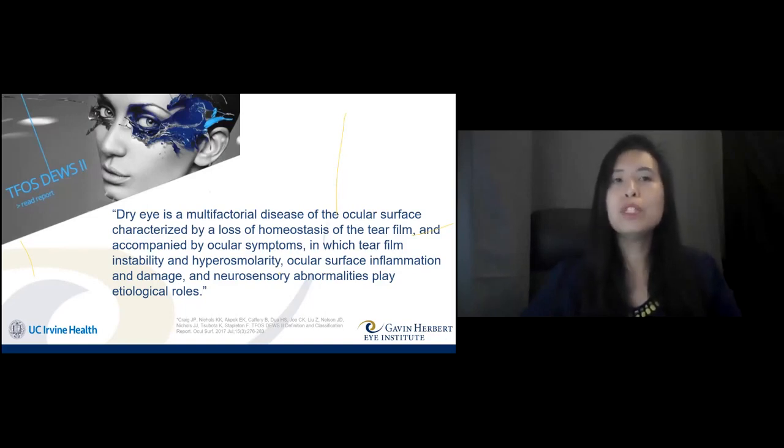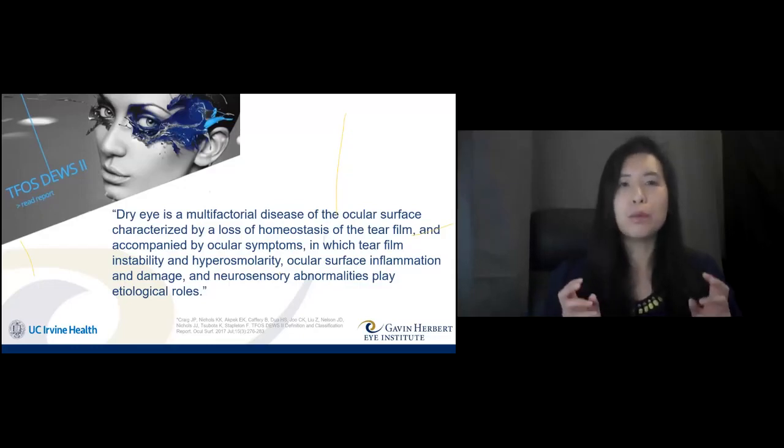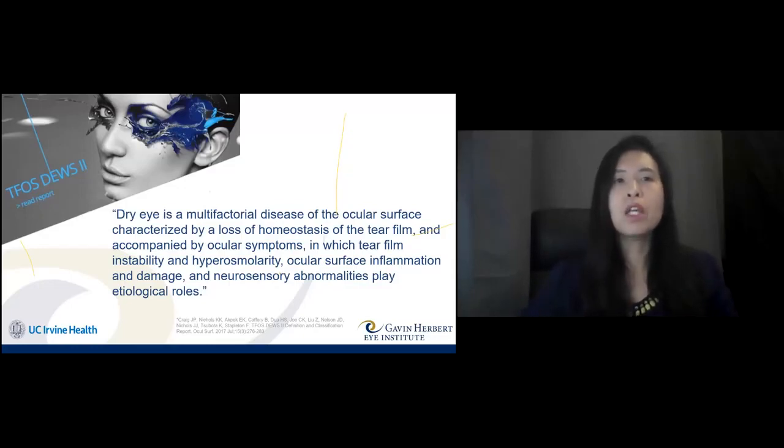Dry eye is a multifactorial disease of the ocular surface characterized by a loss of homeostasis of the tear film, and that is the most important phrase in this definition. It is accompanied by ocular symptoms in which tear film instability and hyperosmolarity, ocular surface inflammation and damage, and neurosensory abnormalities play etiological roles. So this is a mouthful, but let me break it down to you to say, this disease is not caused by one thing.